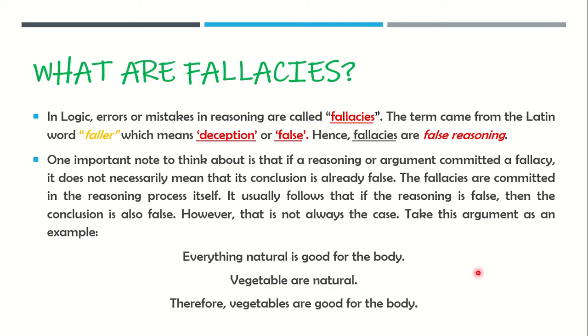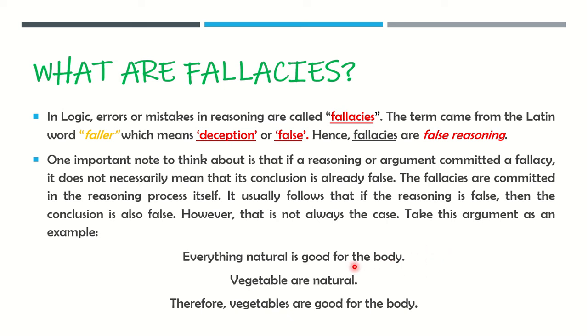However, in terms of content, it may be fallacious because by just looking at the first line, everything natural is good for the body is already false. If something is natural, it does not necessarily mean that it is already good for the body. Like for example, hemlock, according to the reference, is a plant, which means it is natural. However, it is actually a poison.